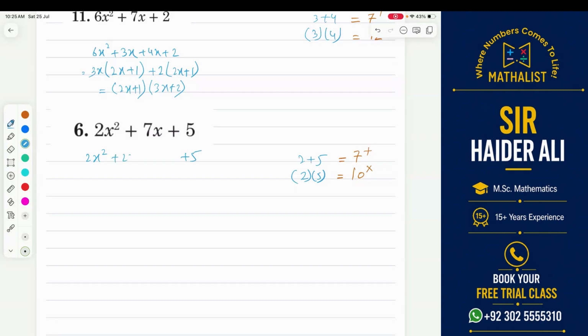And the middle one, 2x plus 5x. From these two terms, 2x common, x plus 1, plus 5 common, x plus 1. X plus 1 common, inside we have 2x plus 5. This is the answer.